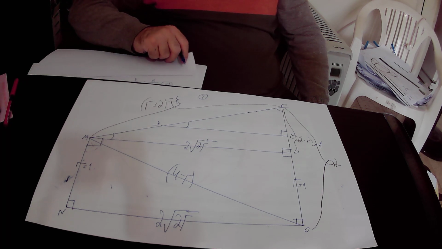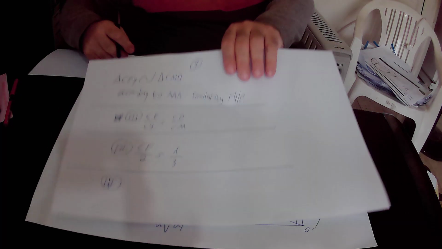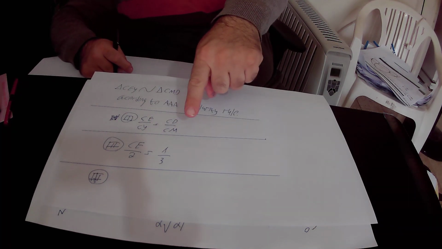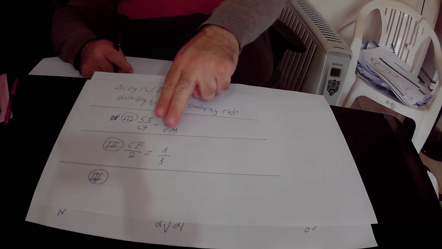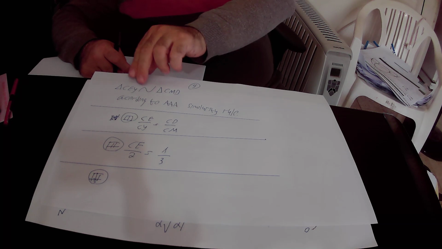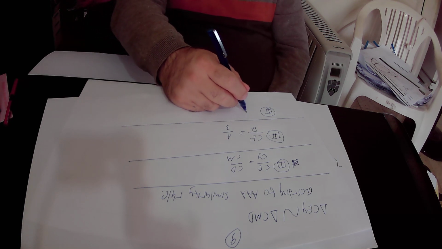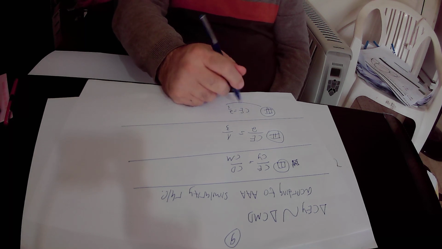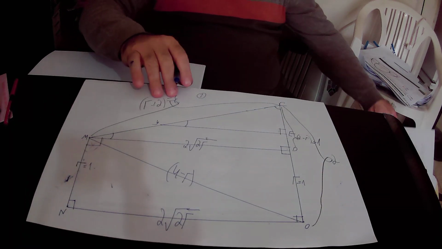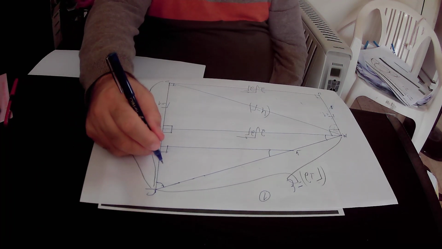Okay. So we actually found out that CE over 2 equals 1 over 3. Here we will multiply equation number 3 by 2, and we will get that CE equals 2 over 3, or 2 thirds. So here we found out that CE equals 2 thirds.